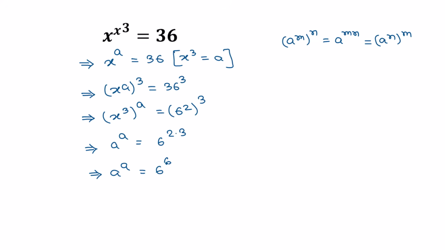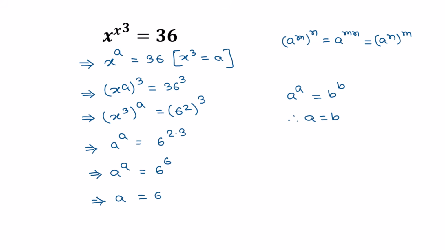Now applying this, when a to the power a is equal to b to the power b, then we can write a is equal to b. So applying this, a to the power a is equal to, consider this 6 as b, b to the power b, so then a is equal to b. That means a is equal to this 6.